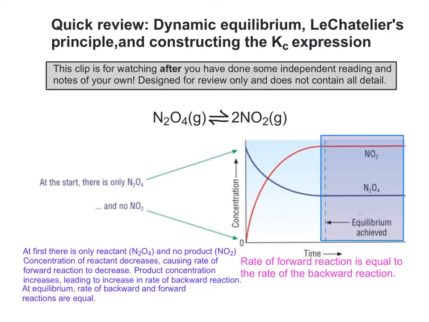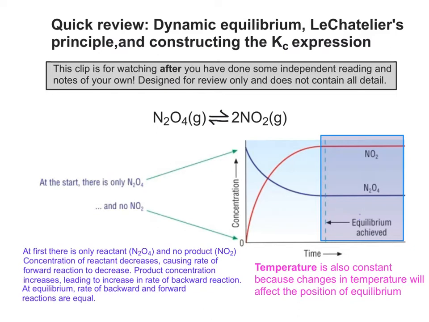First of all, the rate of forward reaction is equal to the rate of the backward reaction. The concentrations of the reactant and product are constant, but not equal to each other. It's also important to remember that temperature is also constant.